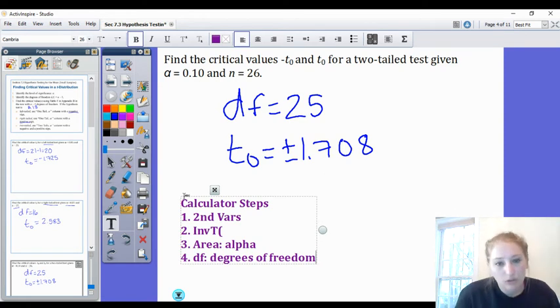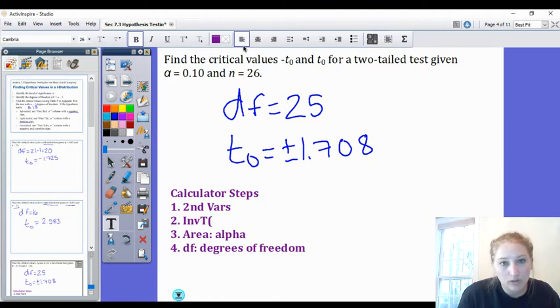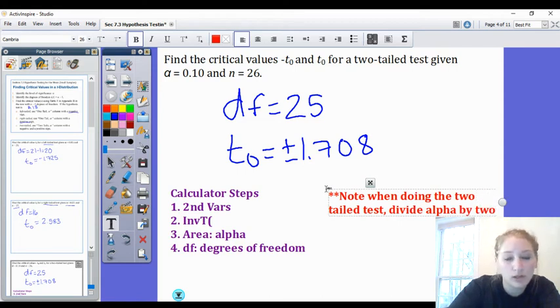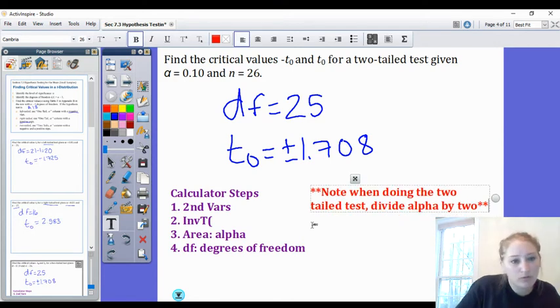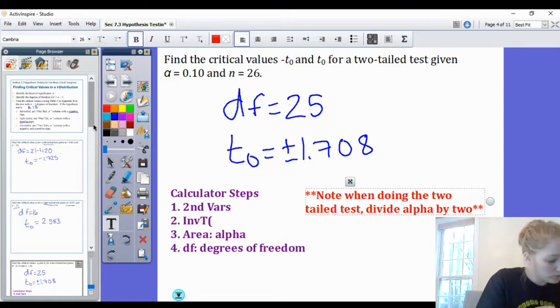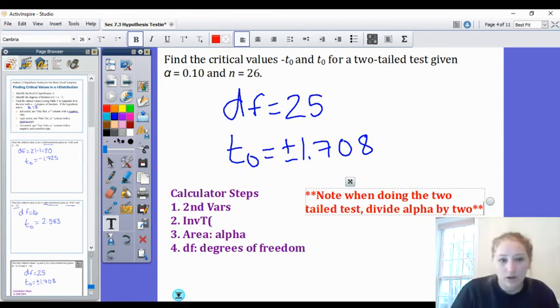Now, the only thing that you need to watch out for with this is when you are doing the two-tailed test, you need to divide your alpha by 2. And this is only for when you are typing this into the calculator, okay? So it's really personal preference which one you want to use. I think the chart is pretty straightforward and easy. So you can decide what you want to do with that. Okay, so our t-test for the mean.